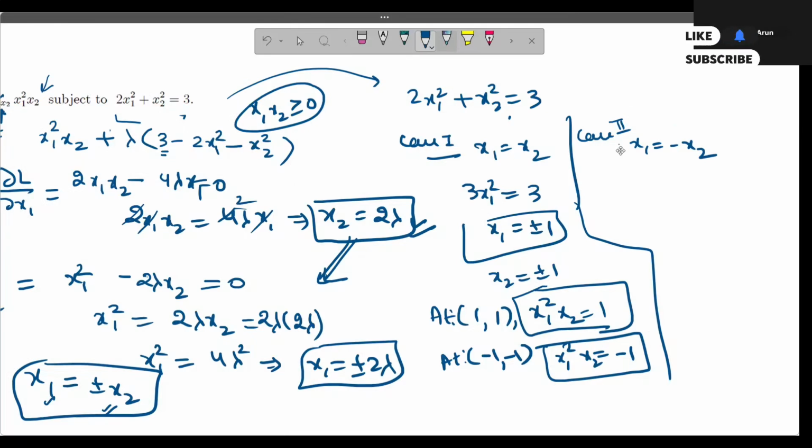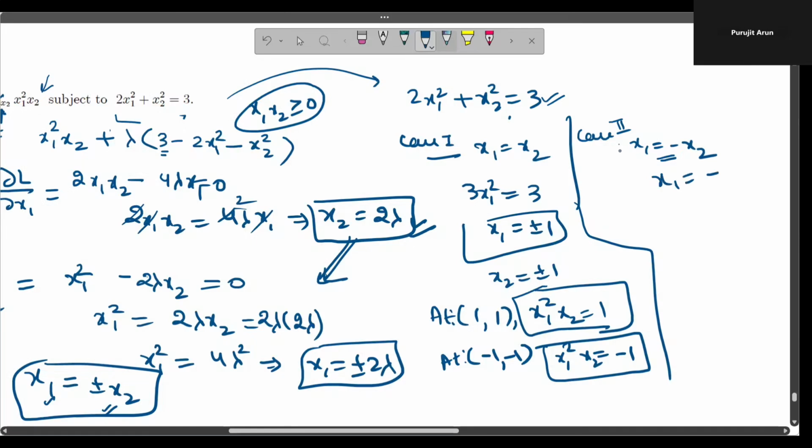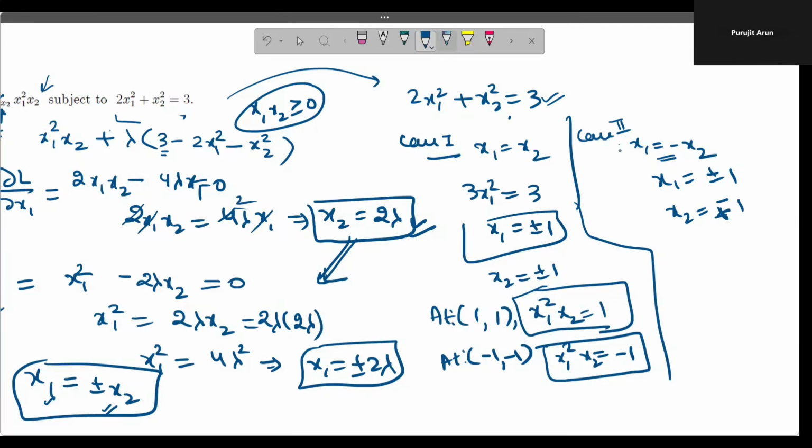So if you substitute this, what will you get? It will not affect, right? Because it is squared, it will give you the same value. If you take x1 as plus or minus 1, then x2 will become minus or plus 1. So that means you have one value as (1, -1) and the other as (-1, 1).